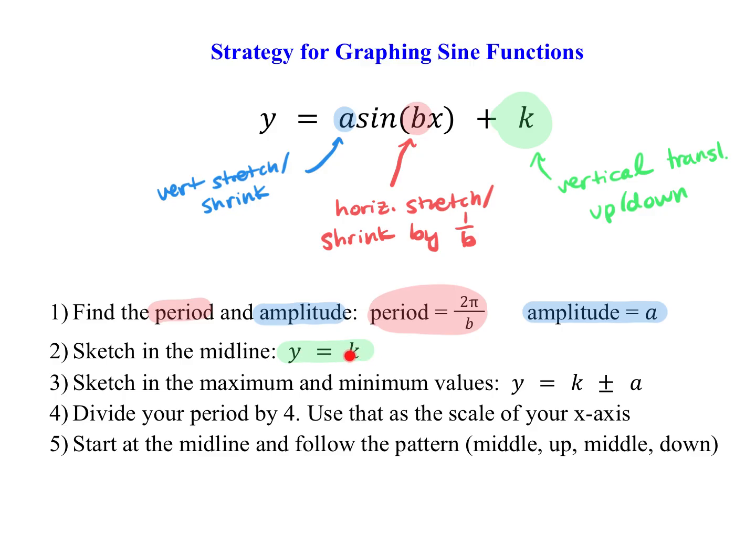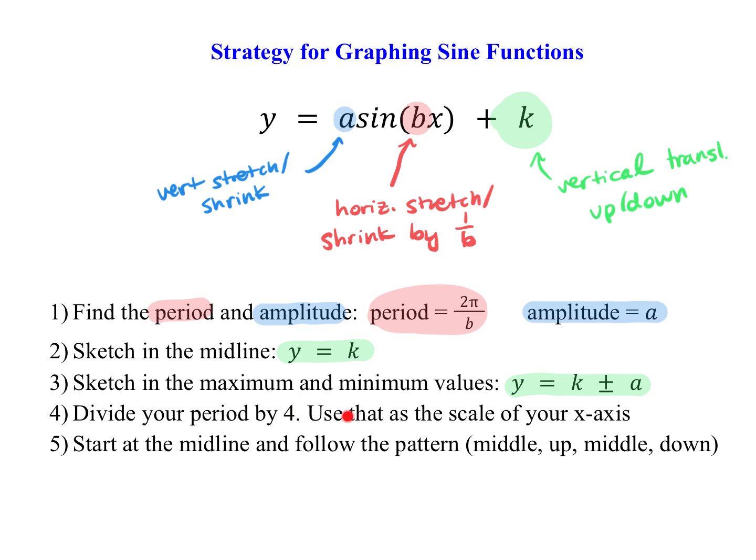Once you have the midline, I like to sketch in the maximum and minimum values. I start at my midline, and then I go the amplitude up and the amplitude down, and then I sketch those in as well. That gives me a boundary where my graph will bounce in between, and it makes it a lot easier to graph. A lot of this is just setup.